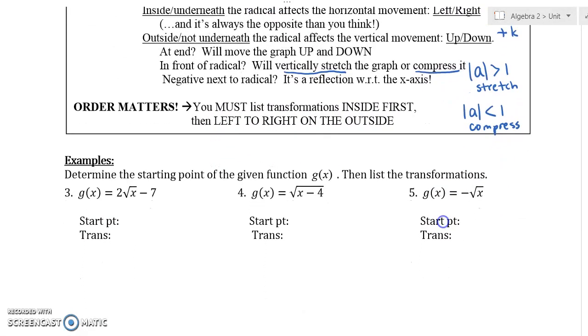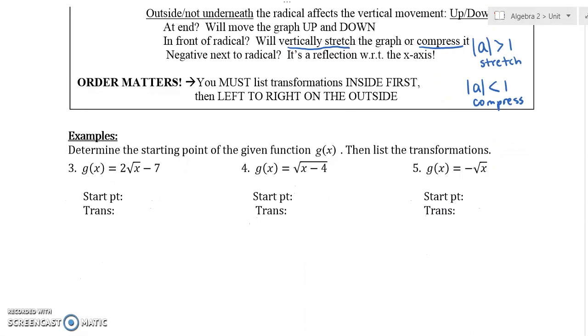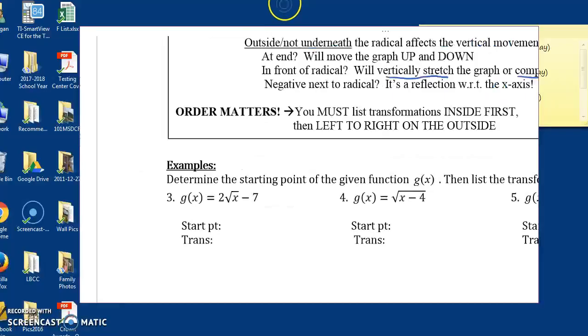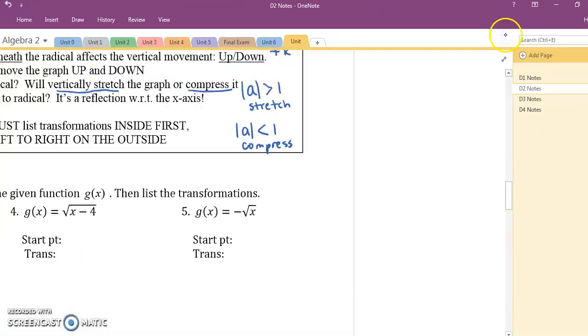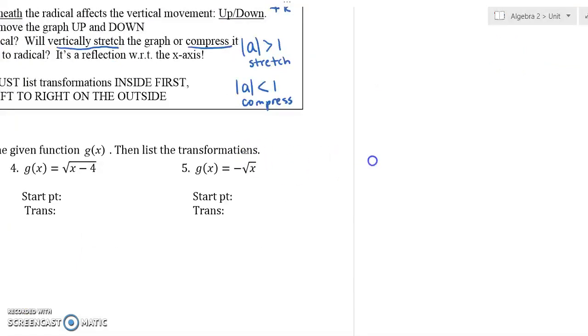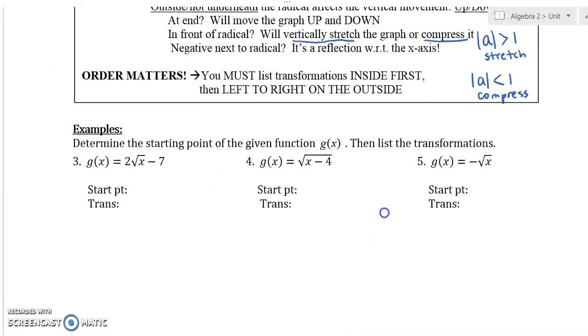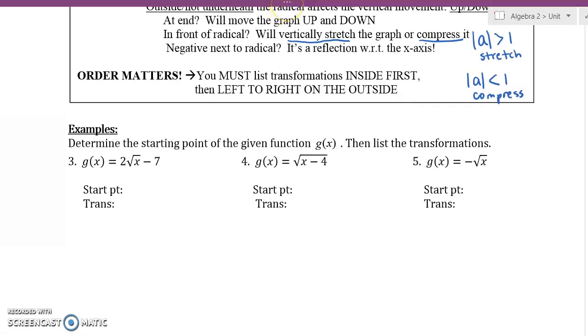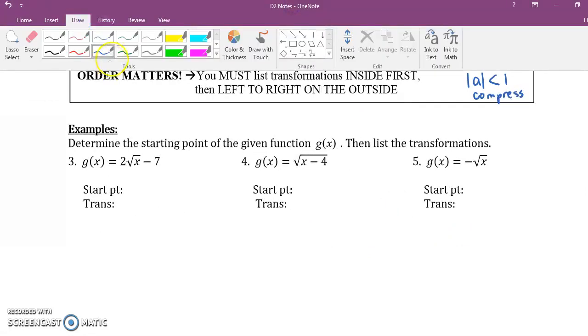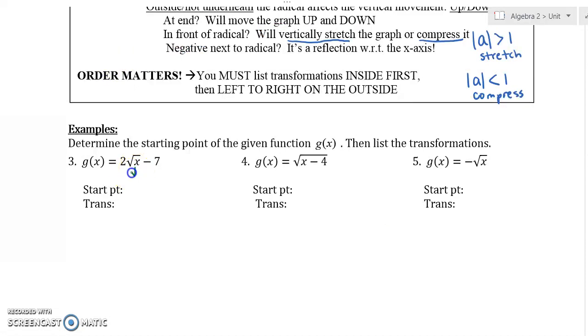All right, let's do this. It says determine the starting point on the given function g of x, then list the transformations. So the starting point is what we see on the inside. Ooh, hold on, sorry. Trying to get my screen back. There we go. It's what we see on the inside and what we see on the outside put together. So on the inside, there's a 0. And on the outside, there's a -7. So that's our starting point, 0, -7.